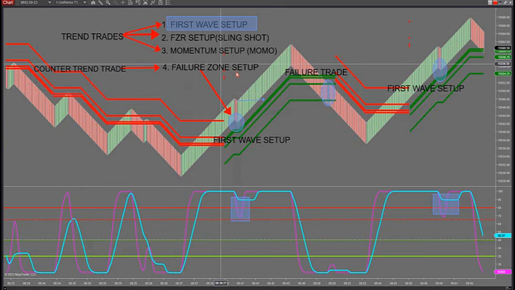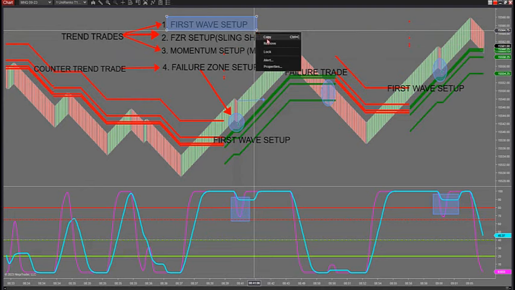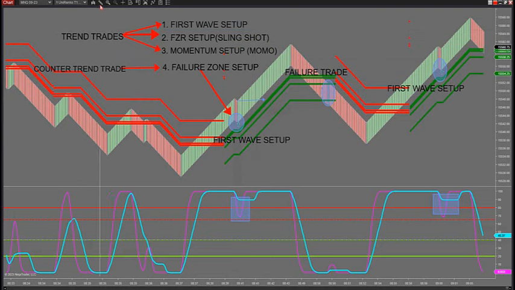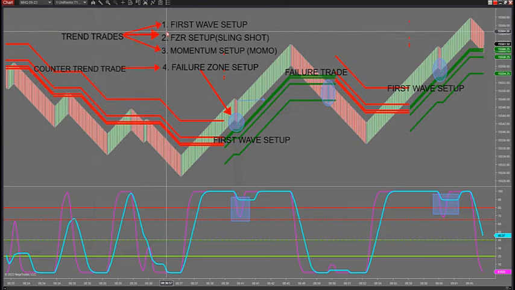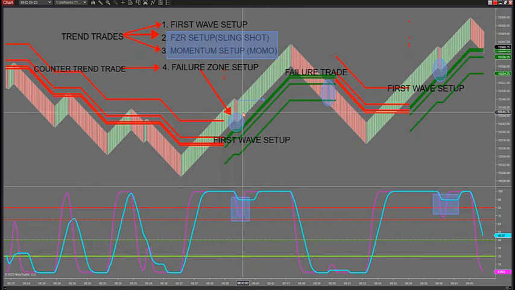You shouldn't jump around from setup to setup. You should go order of importance. First wave, after you get that down, you're doing well. You can move to these specific two setups together. They don't have to happen in any specific order. Understand the FZR setup. We'll do a whole hour conference call on this one.